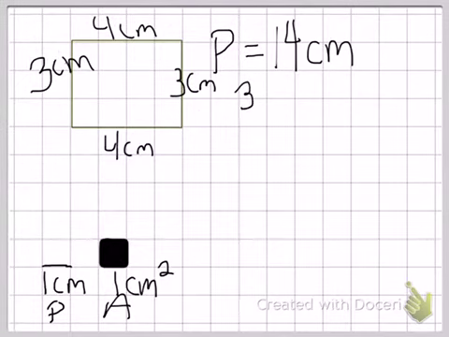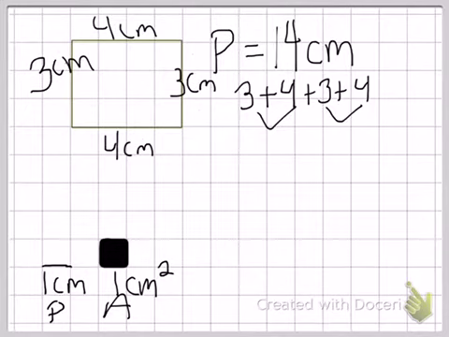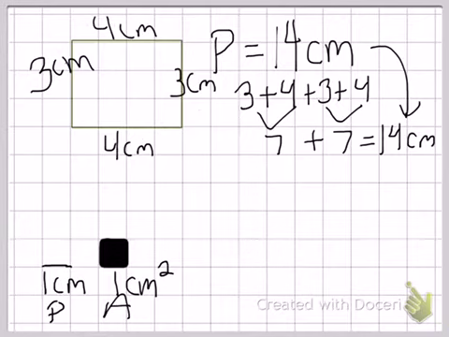So if you add all of these together, 3 plus 4 plus 3 plus 4, we get 7 plus 7, which is a total of 14, and we can include our units, which is centimeters. Now this is good because it means that our counting answer is the same as adding them all together. Okay?